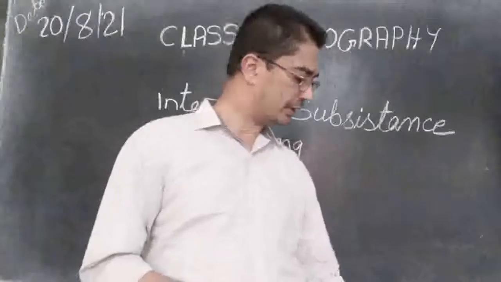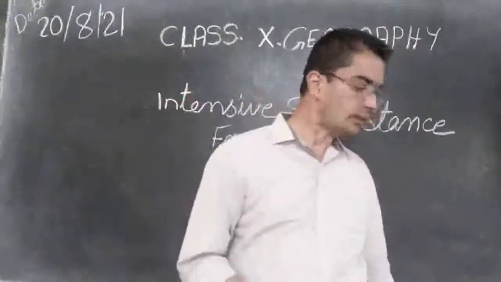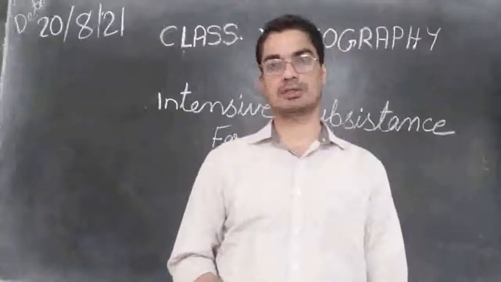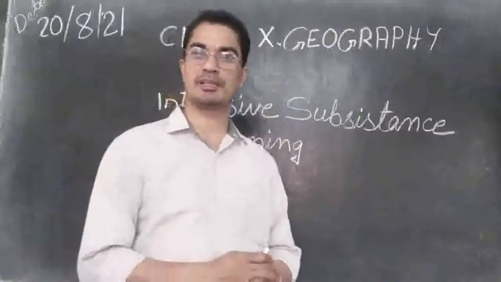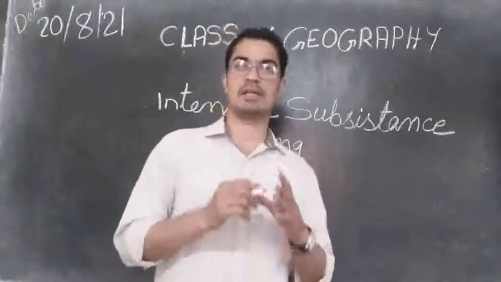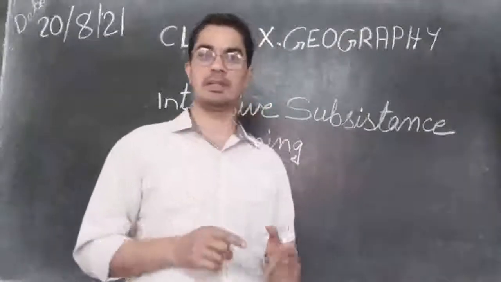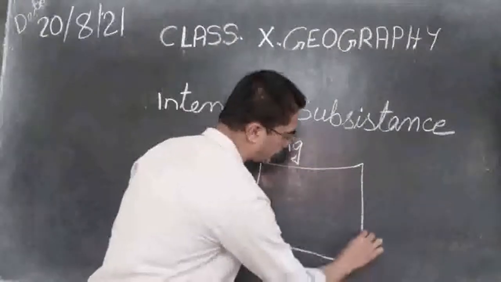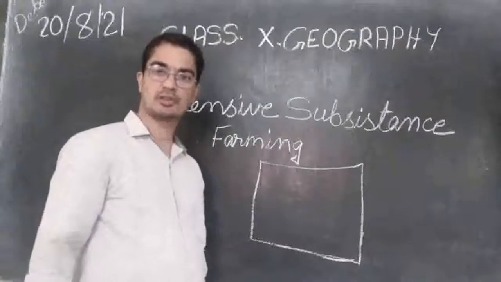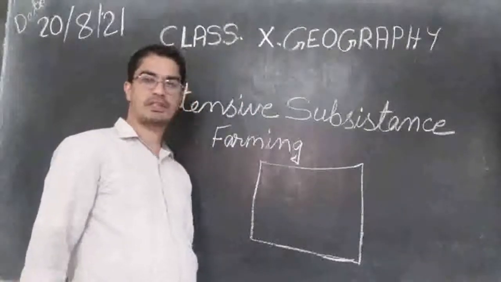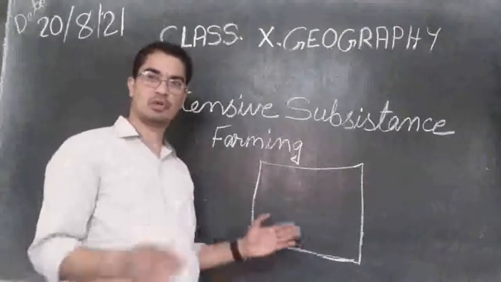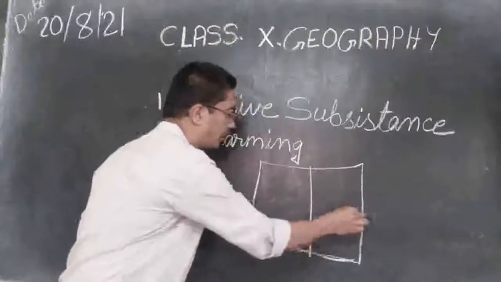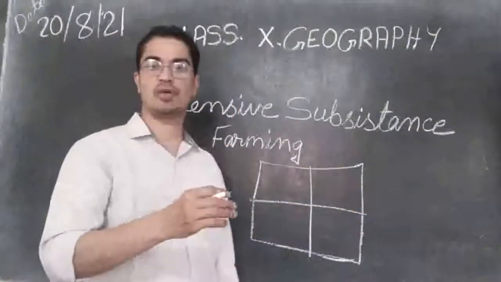So we said in this intensive subsistence farming, the land is very less and the people are more. The land becomes less because we know how people get the land. Parents' inheritance is divided among the children. Suppose a farmer has got a big plot of land, and let's say he has got 4 children, 4 sons. So when the children grow up, he will divide his land into 4 and will give 1 piece each to every son.